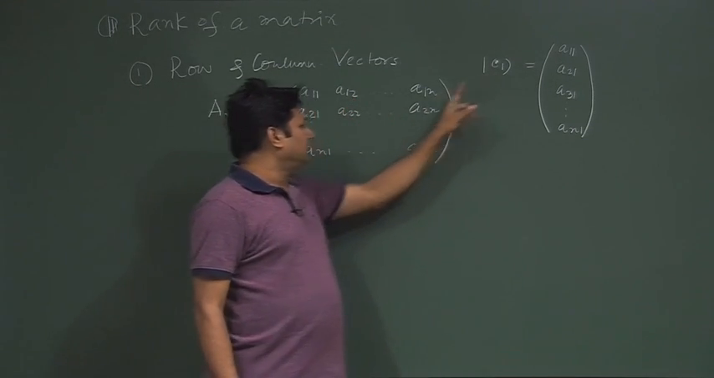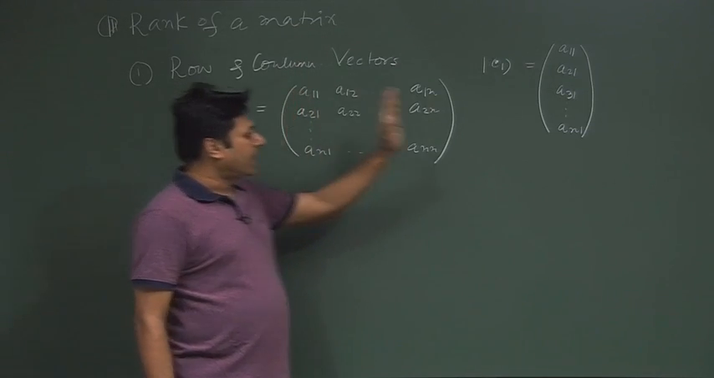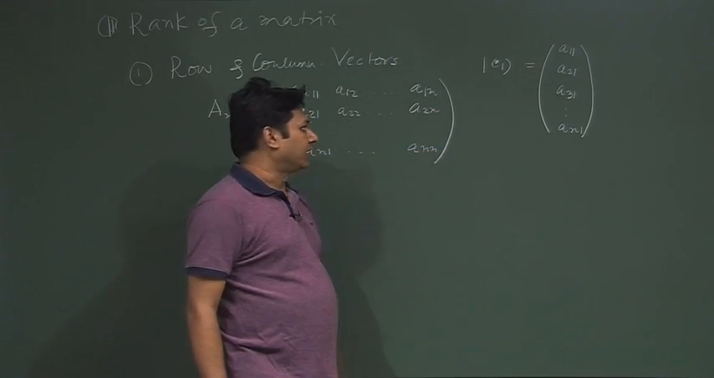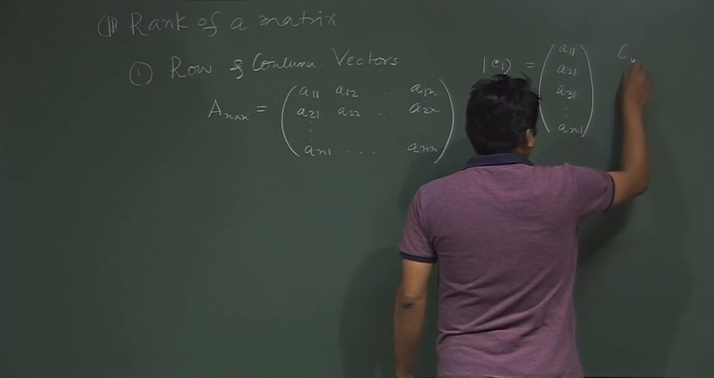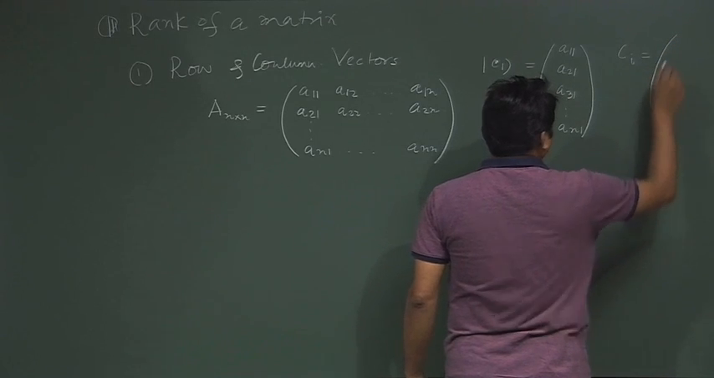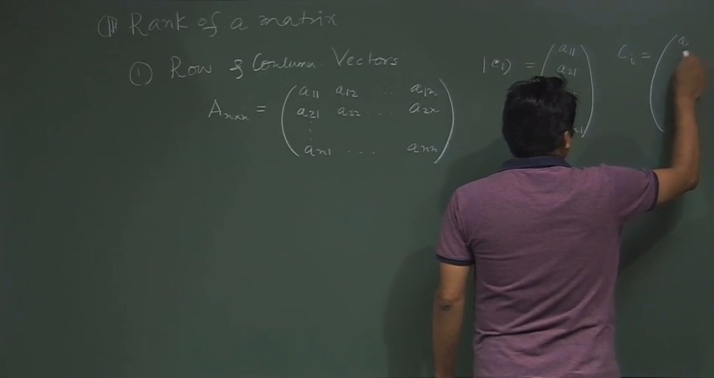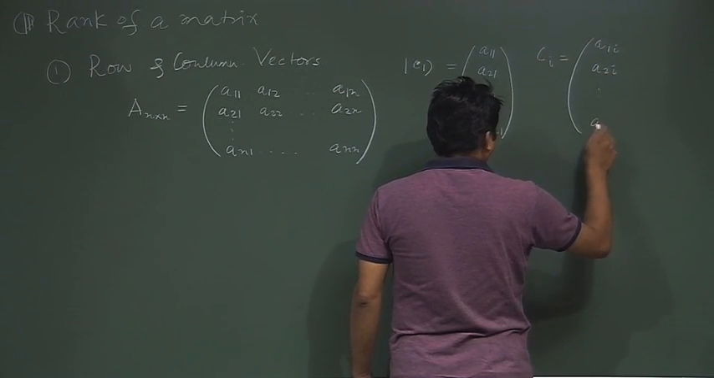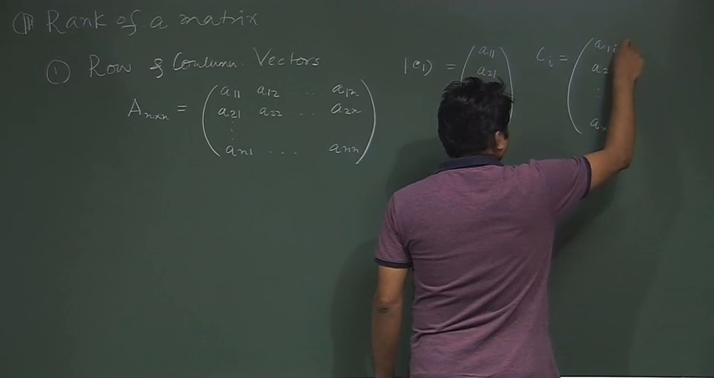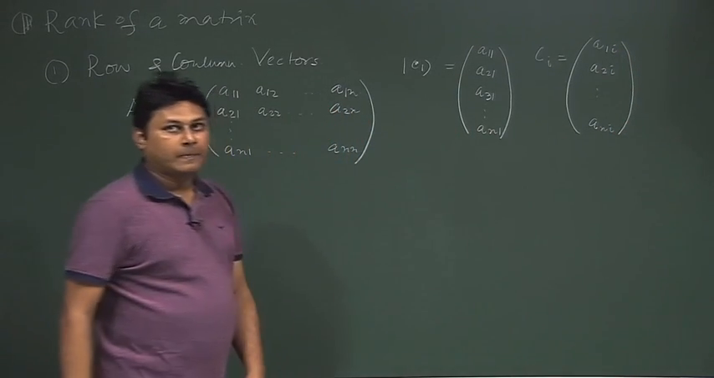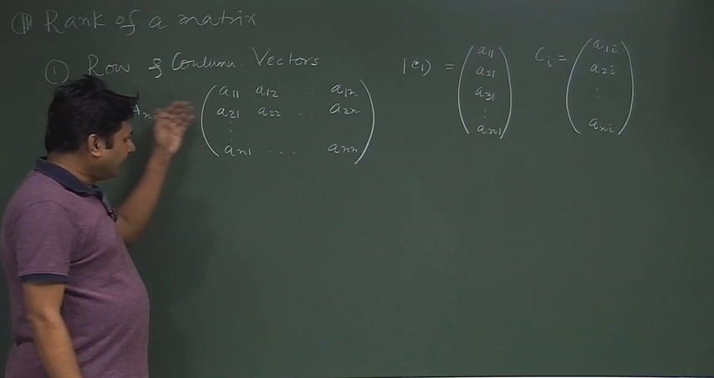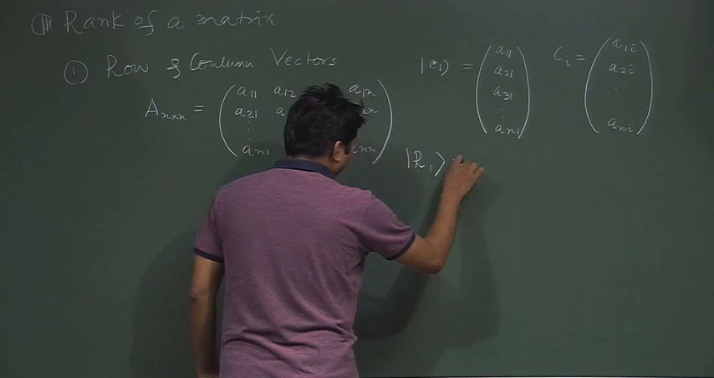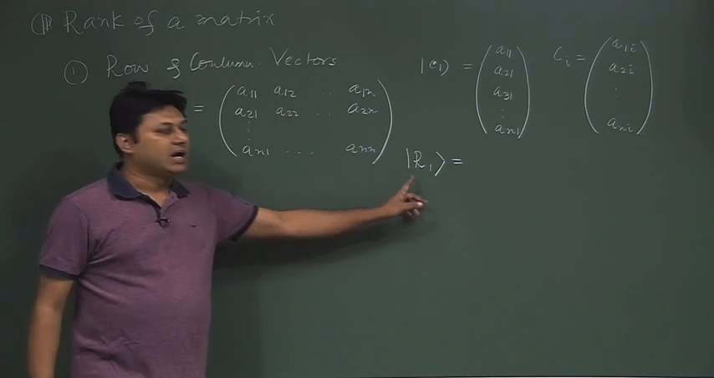So the ith column, if I write it in tuple form, will be the column vector. So the general column vector is nothing but A1i, A2i and Ani. This is the ith column vector. In the similar way, if I write the row, then I can write the row in this way also. So this is the row vector, defined by R.